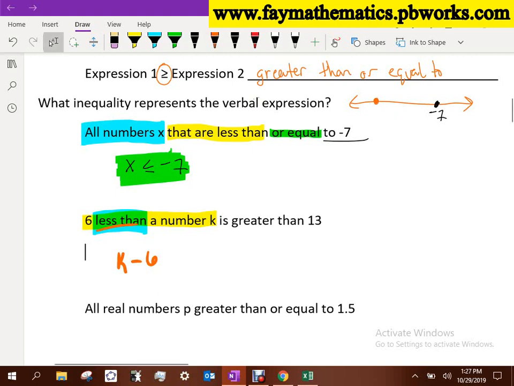Okay. So the next part says is greater than. So greater than, which way should the arrow point? Towards them. Well, okay, so I'll put greater than 13. If it's an arrow, it should be pointing towards the 13, right? Is that what we're trying to say? Yeah. So this says k minus 6 is greater than 13. Everybody see that if I make that an arrow, the arrow is pointing to the smaller number. Okay.